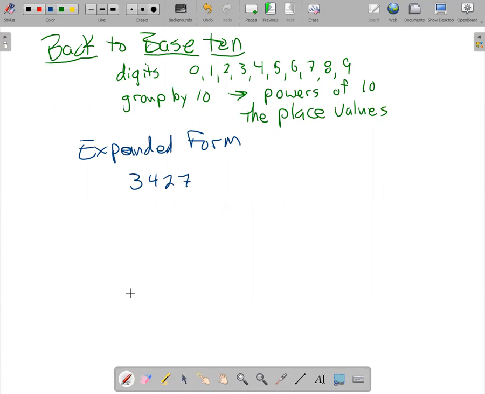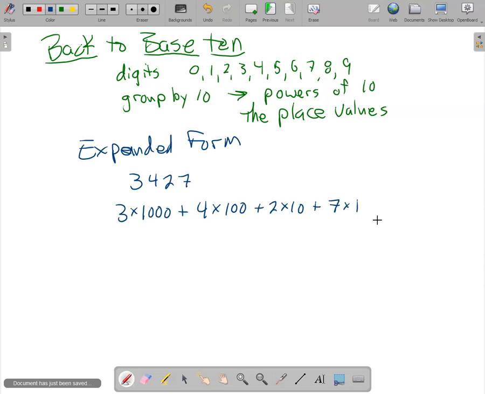Young kids are in various stages of development on this, but what we need kids to understand is that's not just a 3 and that's not just a 4, right? Ones, tens, hundreds, thousands, that's really 3 thousands and 4 hundreds and 2 10s and 7 1s. And this is what we call expanded form of a number.